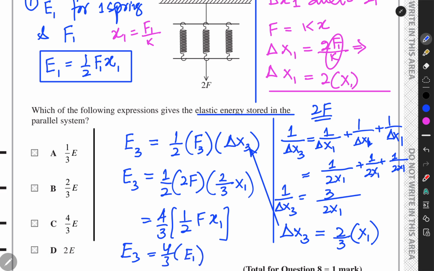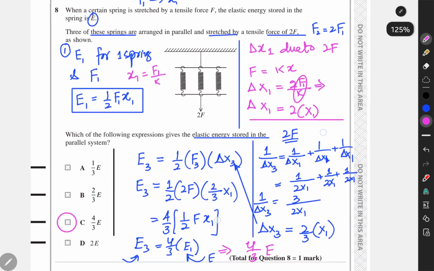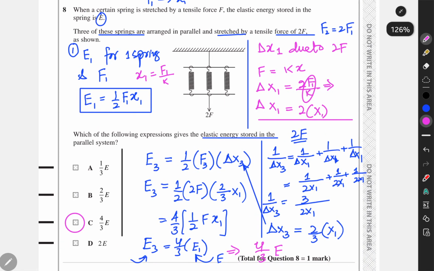Now in the question the energy is given as E, and this is your new energy in the presence of 3 springs. So this energy will be equal to 4 by 3 times E. So that is why its answer is option C. Now hopefully this question will be clear to you. If there is some doubt, you people can ask me about this question.